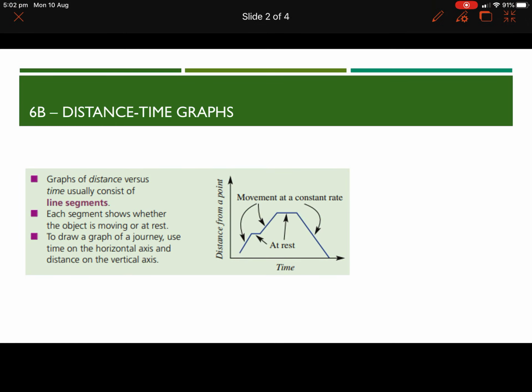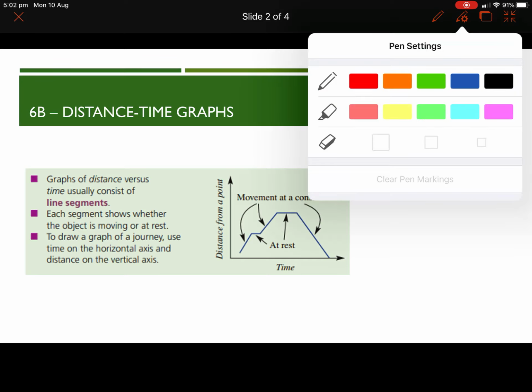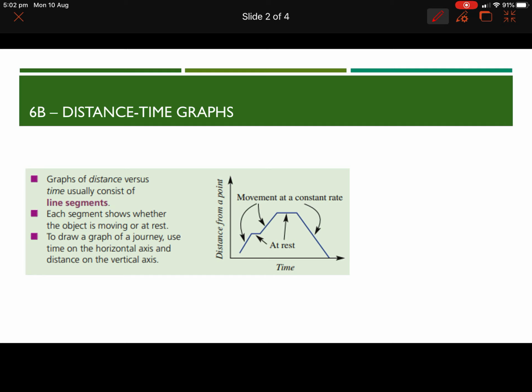Alrighty, so today we're looking at chapter 6B, distance time graphs. So it's all in the name here. We're just looking at graphs and they're linear, and we're looking at distance and time specifically for this chapter. Graphs of distance versus time usually consist of line segments, meaning they're linear, which means straight.